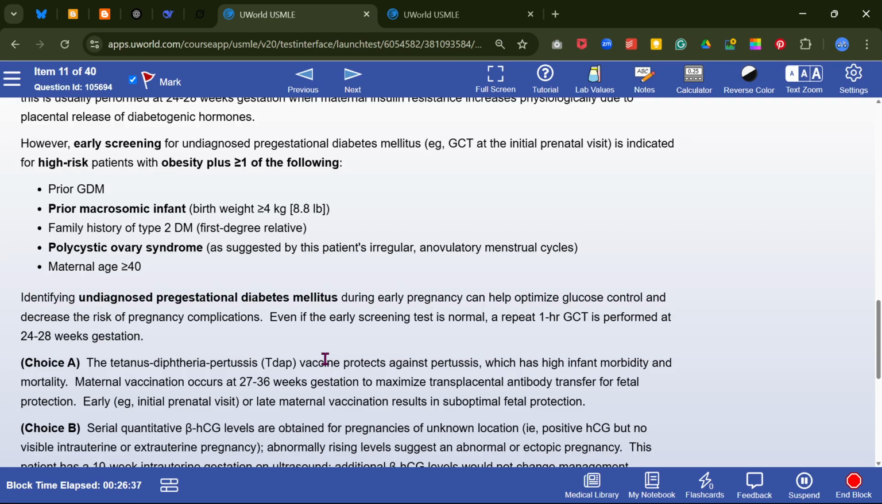Identifying undiagnosed pre-gestational diabetes mellitus early can help optimize glucose control and decrease the risk of pregnancy complications. Even if the early screen test is normal, a repeat 1 hour GCT is performed at 24 to 28 weeks of gestation.